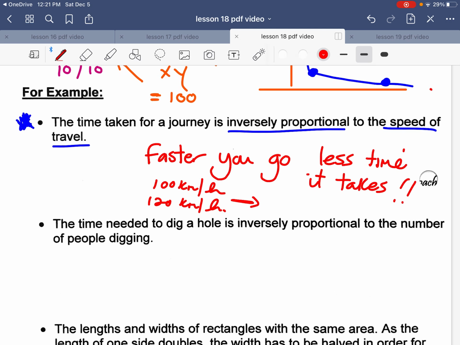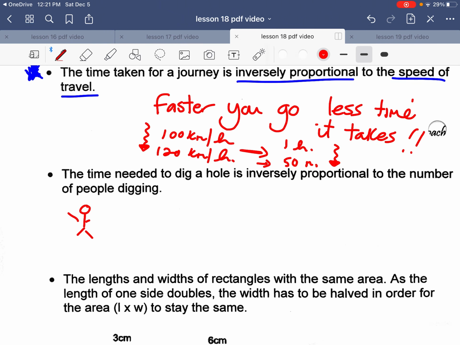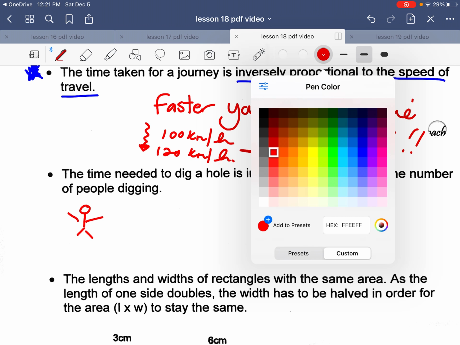So let's say for this trip, it would take me an hour to get somewhere. Well, if I'm going faster, it's going to maybe only take me 50 minutes to get there. So notice how this is increasing in speed. My time is decreasing.